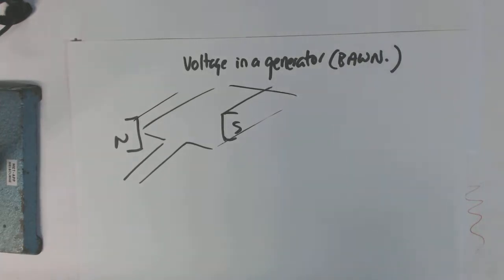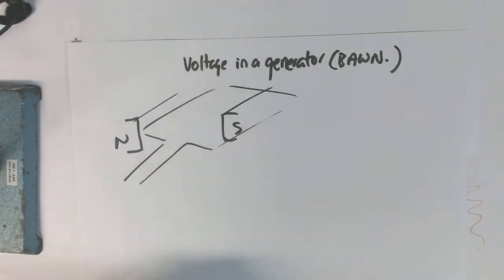Alright, what I want to look at here is the voltage in a generator, or BAωN. We just had Bunny. These are my two Swedish tennis players. If we've got a magnetic field north to south here, we've got the coil. I know the coil looks a little bit bigger than the actual space, but we'll go with that.